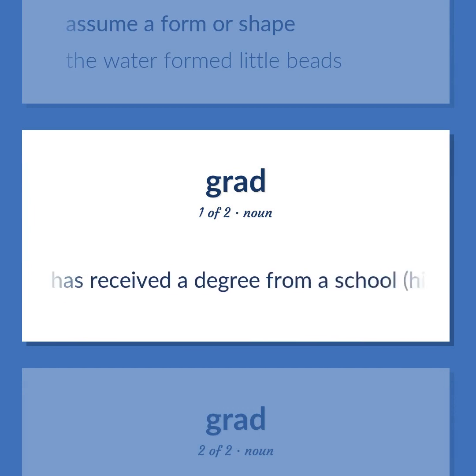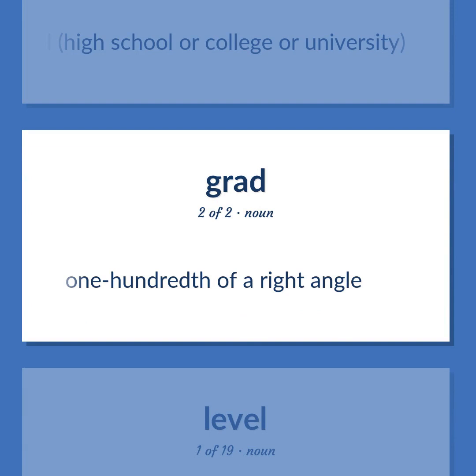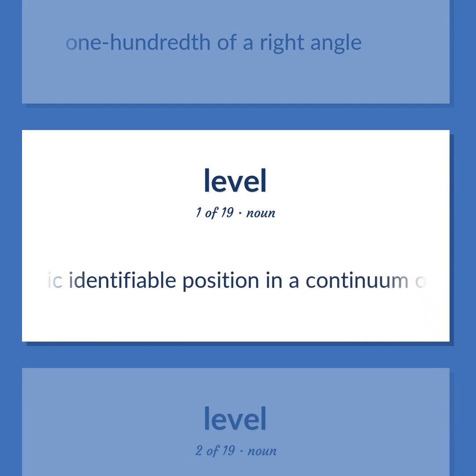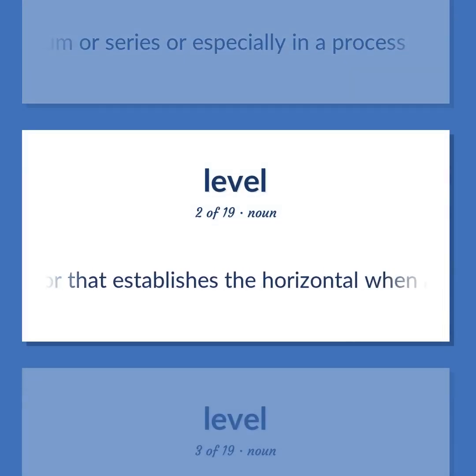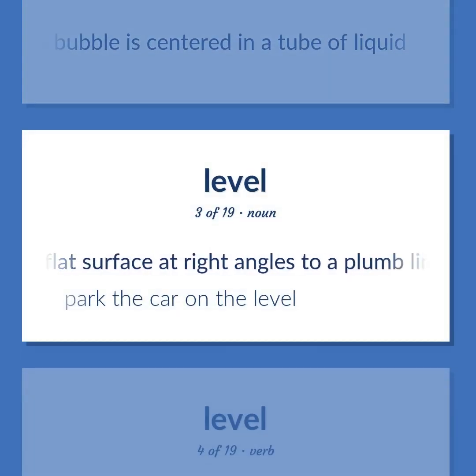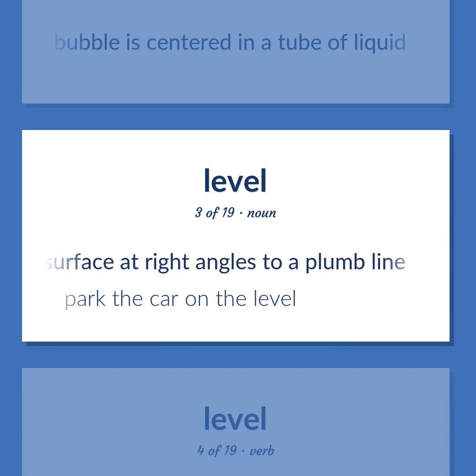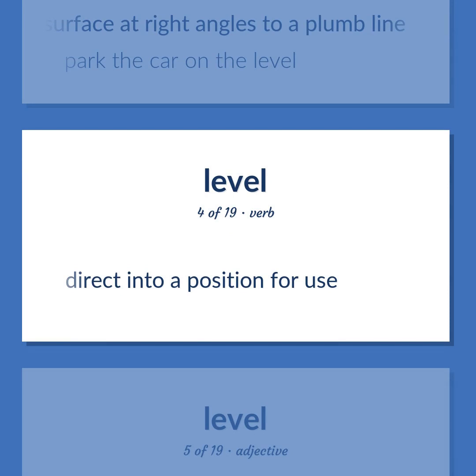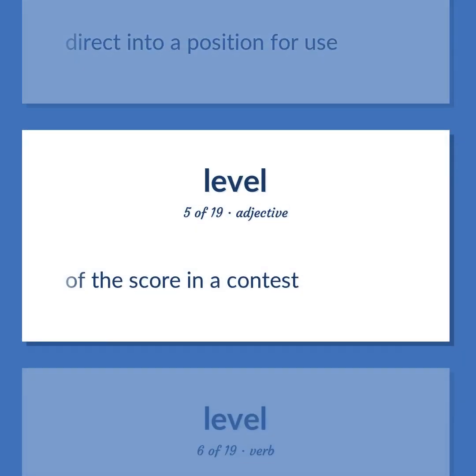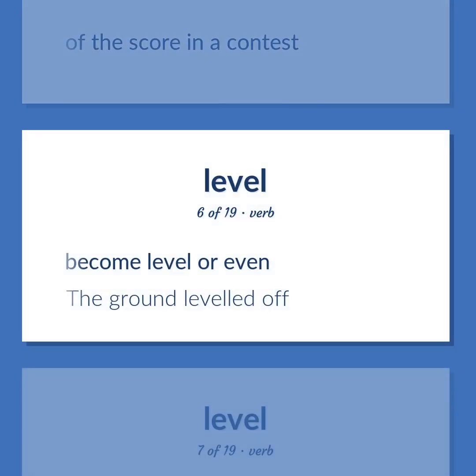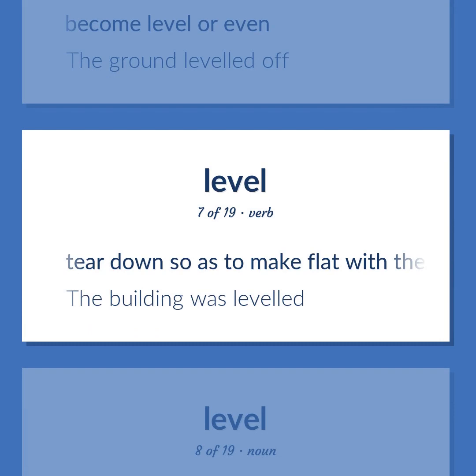A person who has received a degree from a school, high school or college or university. 1/100th of a right angle. A specific identifiable position in a continuum or series or especially in a process. Indicator that establishes the horizontal when a bubble is centered in a tube of liquid. A flat surface at right angles to a plumb line. Park the car on the level. Direct into a position for use. Of the score in a contest. Become level or even. The ground leveled off. Tear down so as to make flat with the ground. The building was leveled.